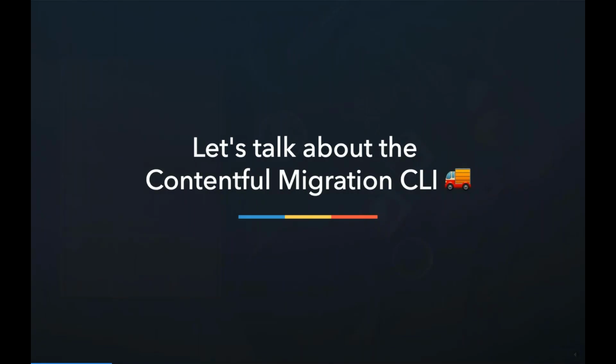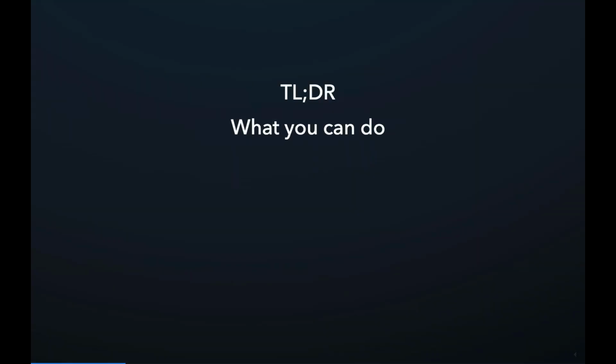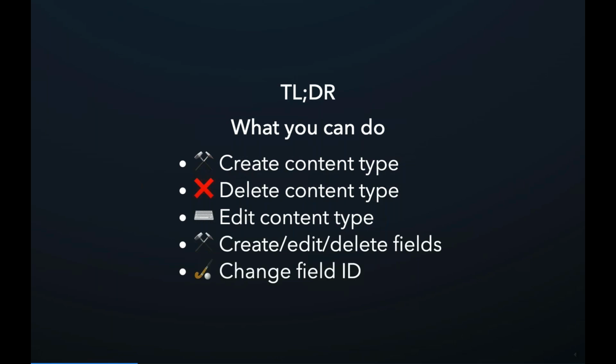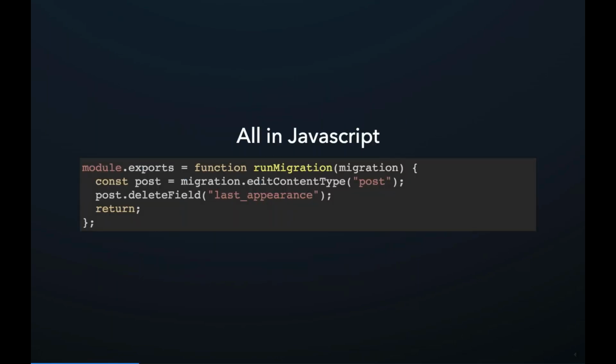So I want to dig into how you can make some changes to Contentful and your content model. To do that, I really want to talk to you about the Contentful migration command line interface. This is a really cool tool that lets you create, delete, and edit content types, create and delete fields in those content types, and change the IDs of those fields. And it lets you do all of that programmatically through JavaScript.